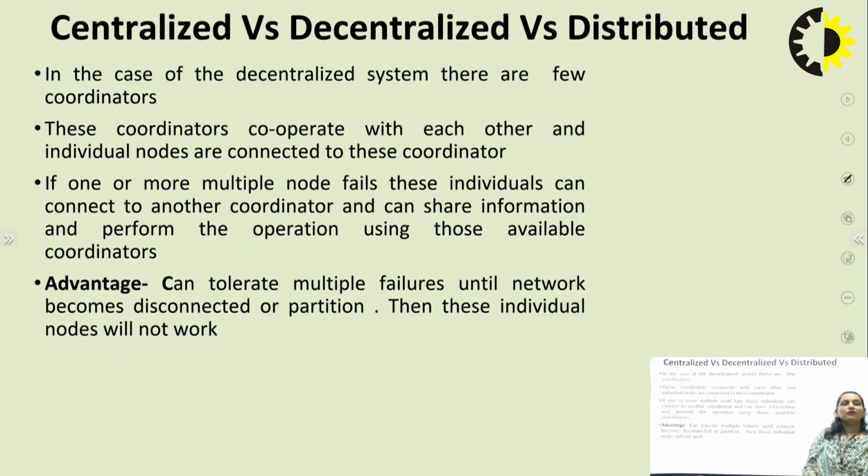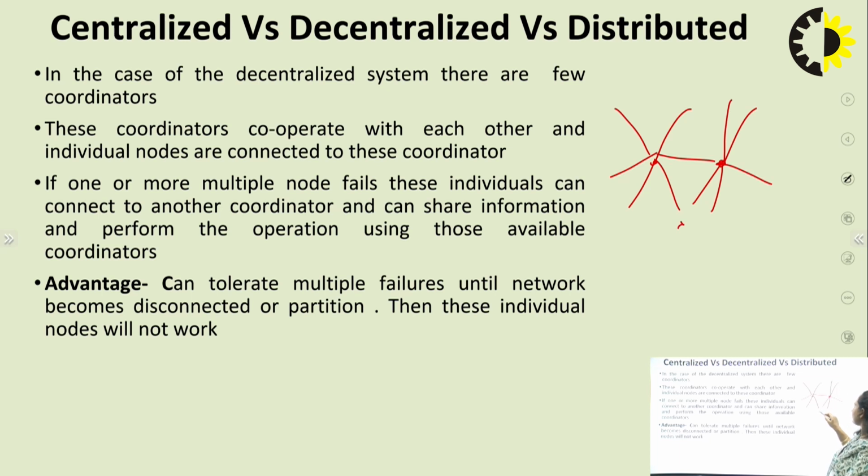Next, we will look at the decentralized one. In this, we have a few coordinators. The example is like this: this is my first coordinator, this is my second coordinator, and this is my third coordinator. So there are multiple points, in a decentralized way. In this case, we have a few more coordinators, not a single one. They cooperate with each other, and the individuals are connected to the coordinators.